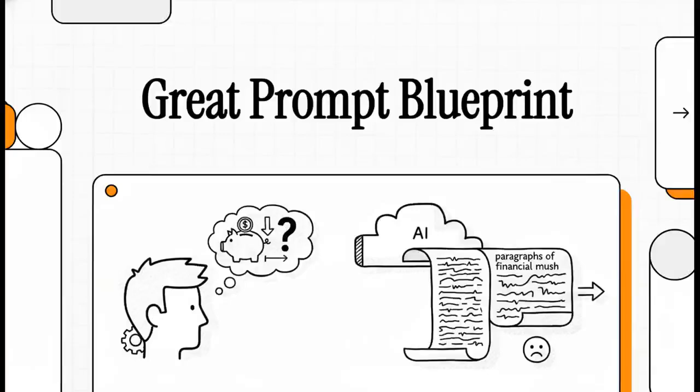Picture an engineer asking an AI, what are the risks of this investment strategy? And getting 3 paragraphs of generic financial mush back. Today, we're uncovering the blueprint hiding inside of every great prompt to fix exactly that.